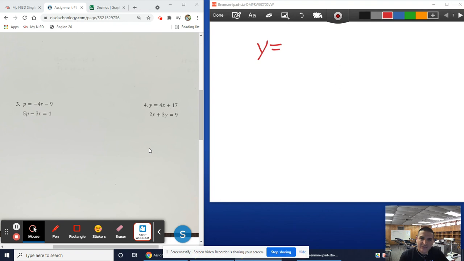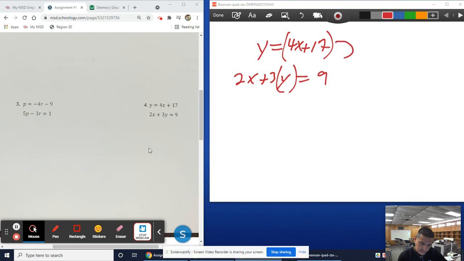But I got y equals 4x plus 17. That's already done, so put it in parentheses. So then I have 2x plus 3y equals 9, right? Here's the y. This is the one I'm going to plug in for. It's always an answer plugging in for the variable. So now I got 2x plus 3 times 4x plus 17, and that equals 9.